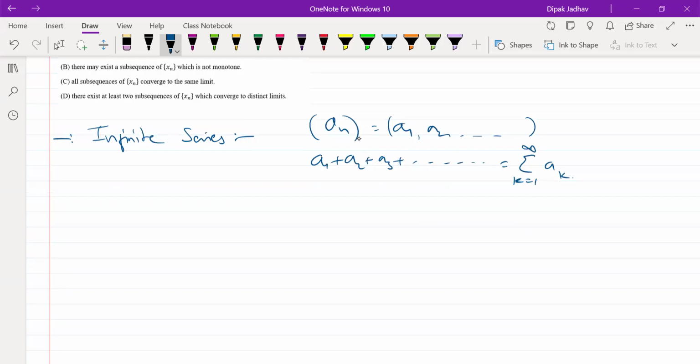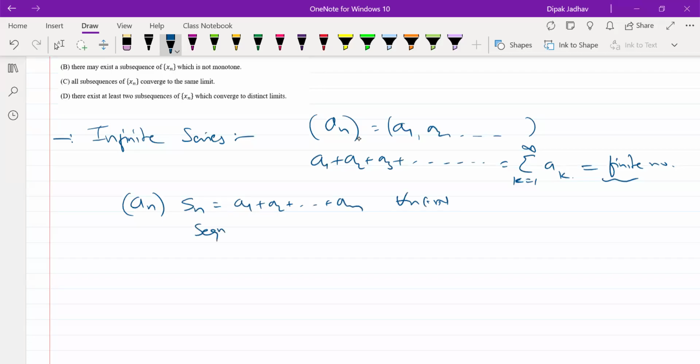So we are interested in studying all those sequences for which, if I add all terms of that sequence, I get some finite number as the answer. So how do I talk about infinite addition? Rather than talking about infinite addition, for a given sequence we consider Sn, a1 plus a2 plus up to an, for all n in N. That's called the sequence of partial sums.